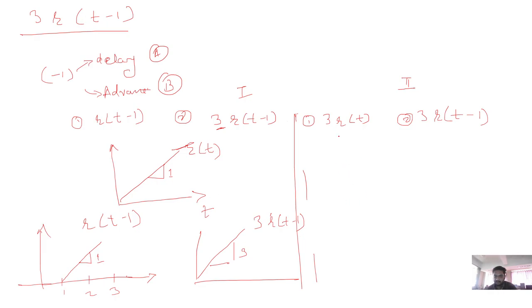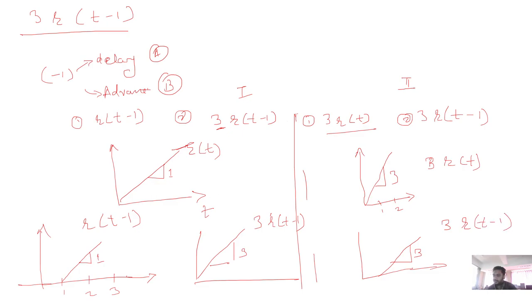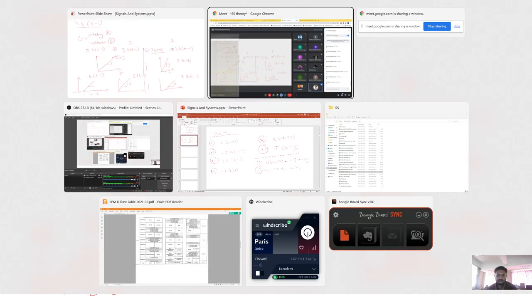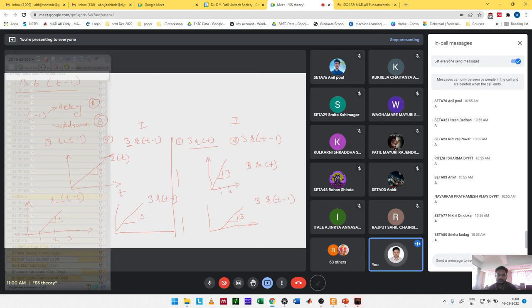Same thing I can do over here. 3 r of t, it is going to be something like this. Its slope is going to be 3. This is 1, this is 2, and this is amplitude. So this is 3 r of t, right? And if I delay it, it will start from here, and its slope is going to be 3. And therefore, it is going to be 3 r of t minus 1. I hope I am clear. Yes, sir. Any question about this? Anyone who has not understood this, you can raise your hand.